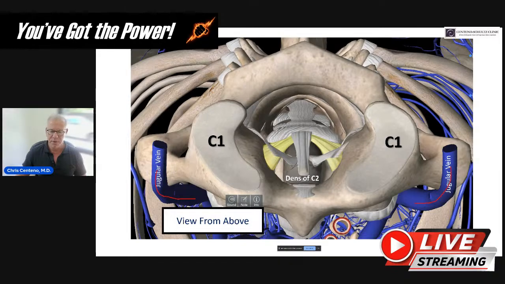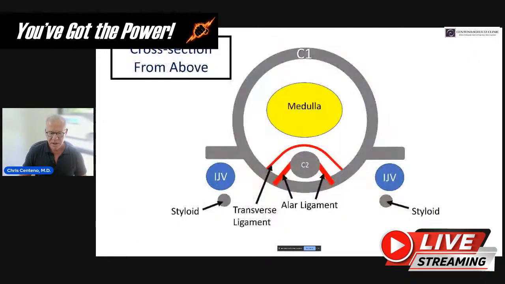So for example, we know that this transverse band of the cruciate ligament, or transverse ligament, is something that helps to stabilize this area. And if perhaps there was some laxity there or in the alar ligament, which is here, we may see too much rotation or movement of C1. And same thing here. This is more of a cross-section from above, just making it all look very simple.